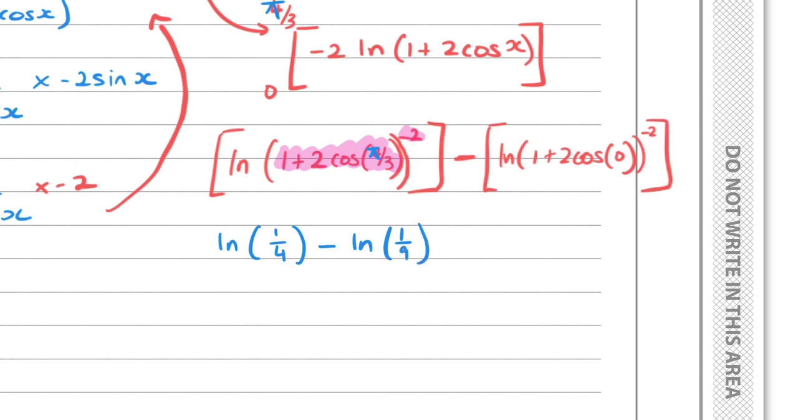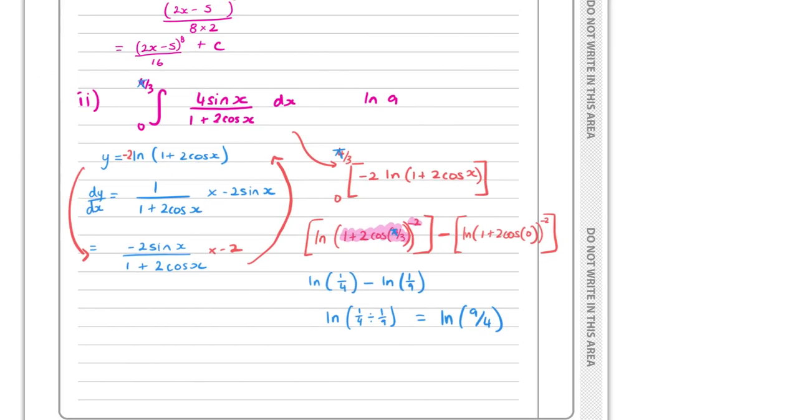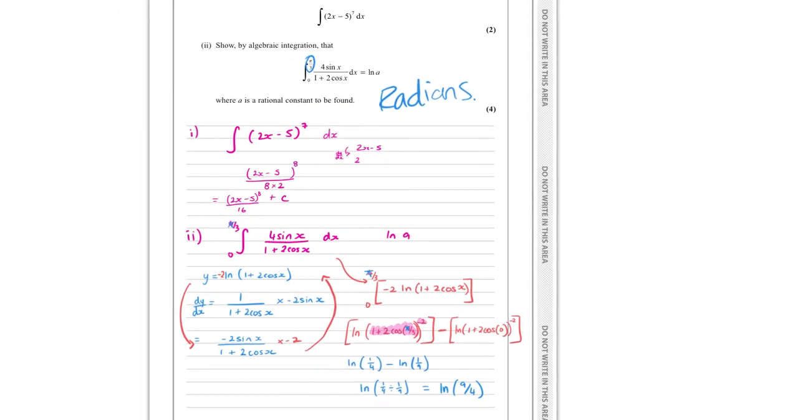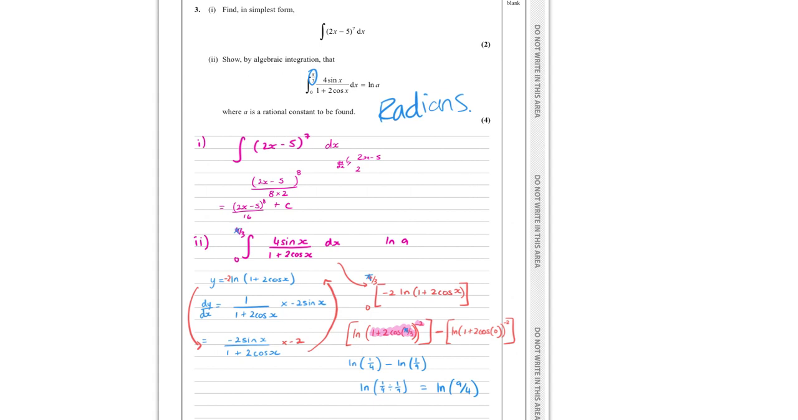Now, when we take away, we divide. So we're going to have 1/4 divided by 1/9, which gives us ln of 9/4. There we have it. Nice and simple. If you double check, you read the question. If you're ever going wrong, this is probably where you're going wrong.